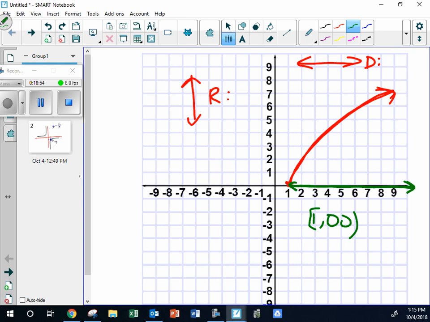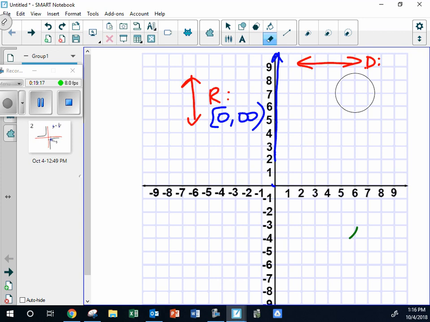Then the range. You could do that on the y-axis. How low does it go? 0. To how high does it go? 0 to infinity. And it touches 0, so bracket. How many of you had that one right? Okay, good. Next little topic.